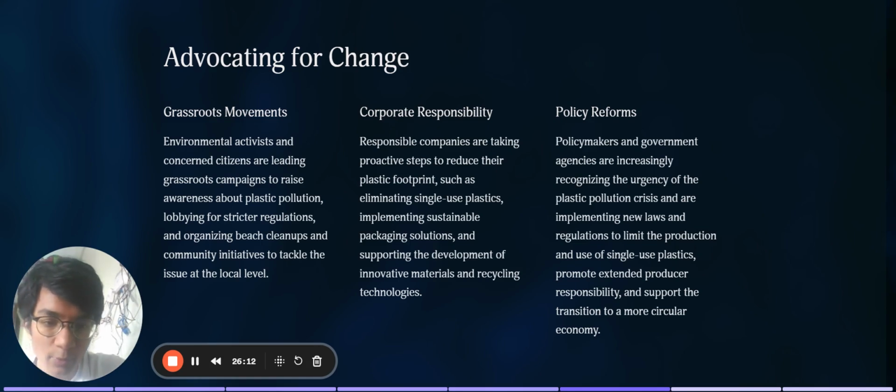Policy reforms. Policymakers and government agencies are increasingly recognizing the urgency of the plastic pollution crisis and are implementing new laws and regulations to limit the production and use of single use plastics, promote extended producer responsibility, and support the transition to a more circular economy.